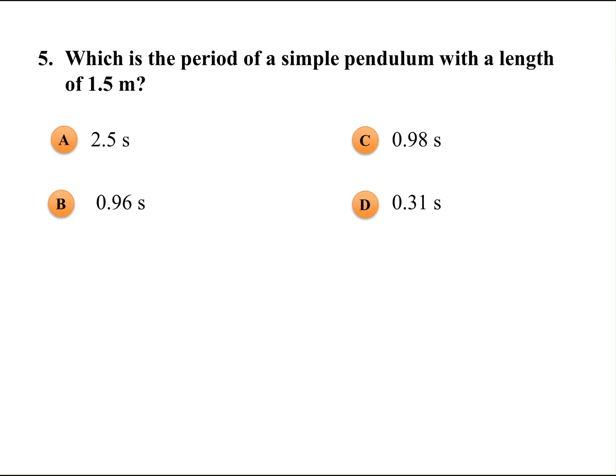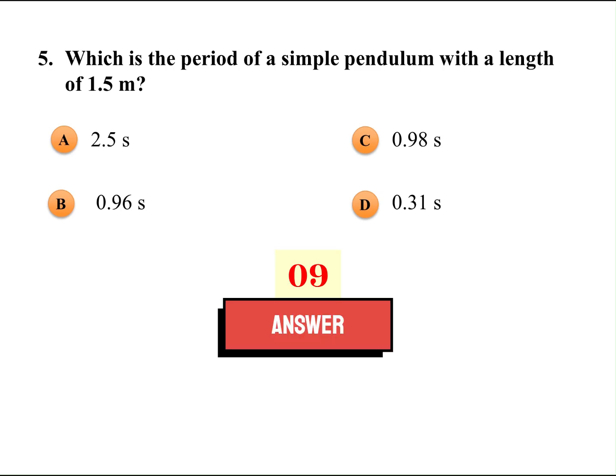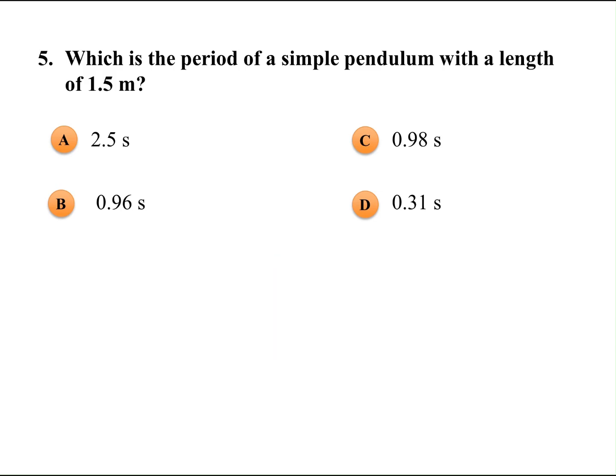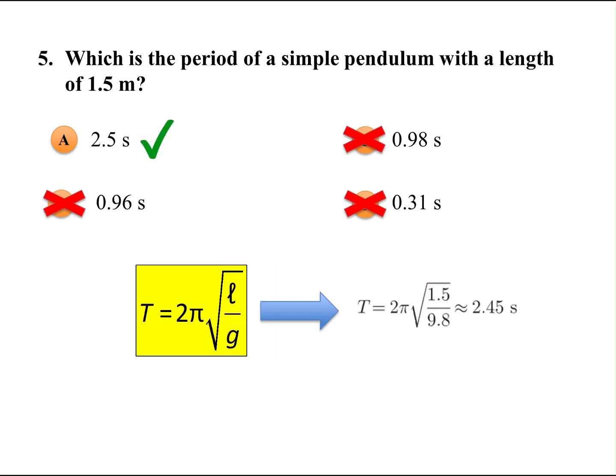Which is the period of a simple pendulum with a length of 1.5 meters? The correct answer is A, because from the formula, the period T equals 2π√(L/g), where L is the length of the pendulum and g is the gravity.